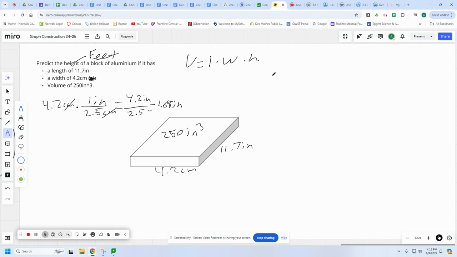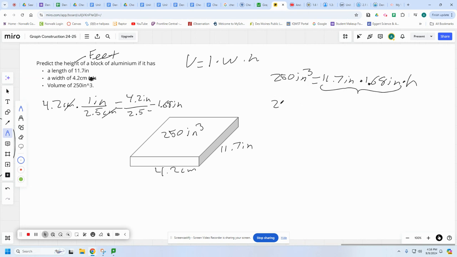And if you remember from the prompt, the volume was 250 inches cubed. The length was 11.7 inches. The width I just converted to 1.68 inches. And the height, we don't know. We're trying to estimate the height. So the best way to do this is to start simplifying and isolating the variable for height. In order to do that, we need to multiply the 11.7 inches times the 1.68 inches.